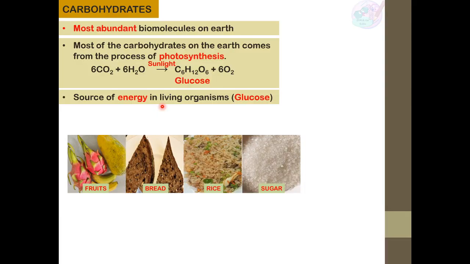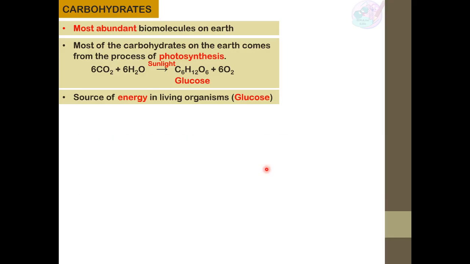So where do we get it from? We get it from fruits, bread, rice, sugar and many other sources. They also serve as stored food. Whatever extra glucose is not immediately used for energy production is converted to a storage form, like starch in plants and glycogen in animals. So these are actually extra glucose which is not used up immediately.